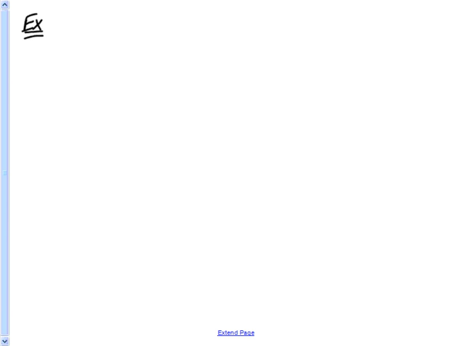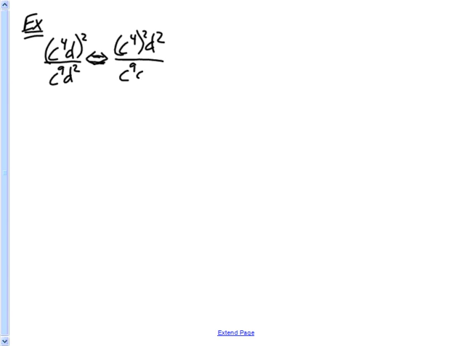Let's go c to the 4th d, quantity squared, all over c to the ninth d squared. Okay? So first, that squared is a power of a product. So that 2 pertains to the c to the fourth and the d. So you got c to the fourth squared, d squared. All right, so this is only fair. And we got on the bottom here c to the ninth d squared. Right? Well, c to the fourth squared, you're going to multiply those two right there. You got c to the eighth.